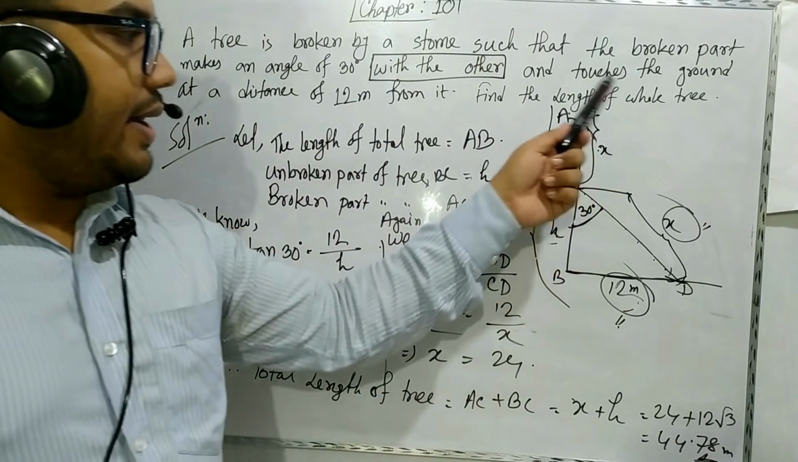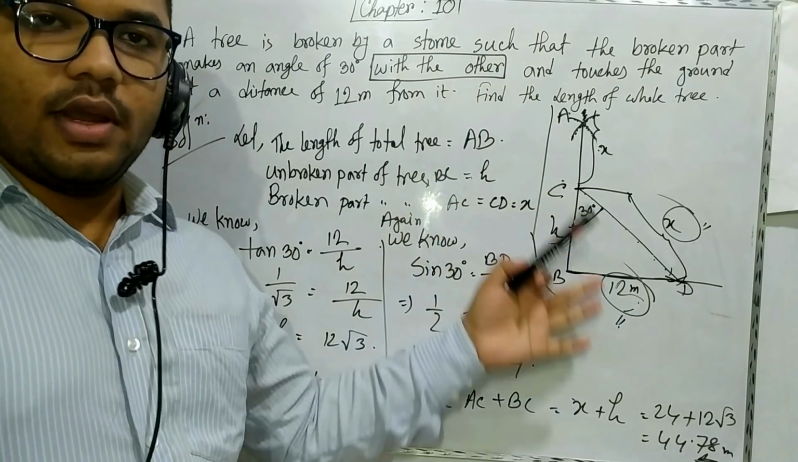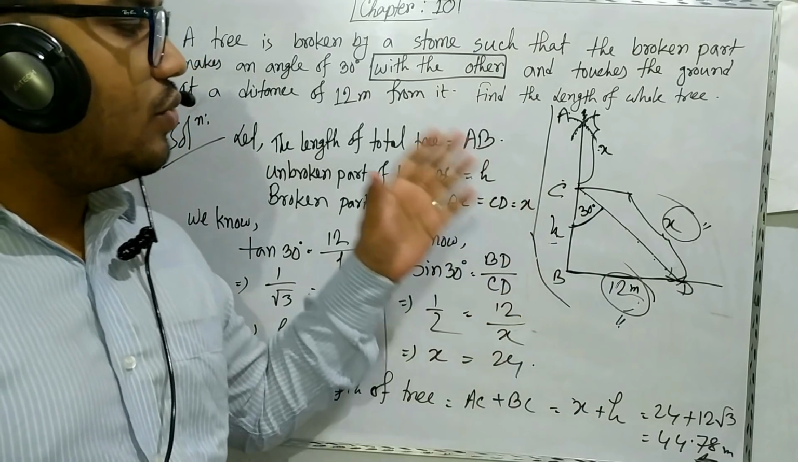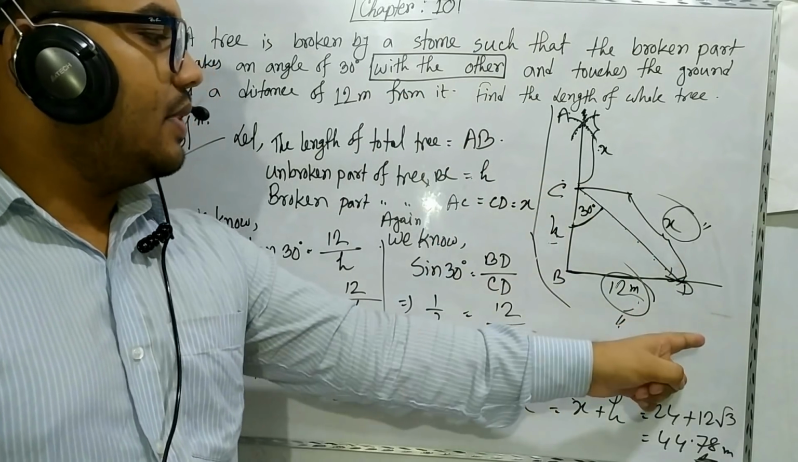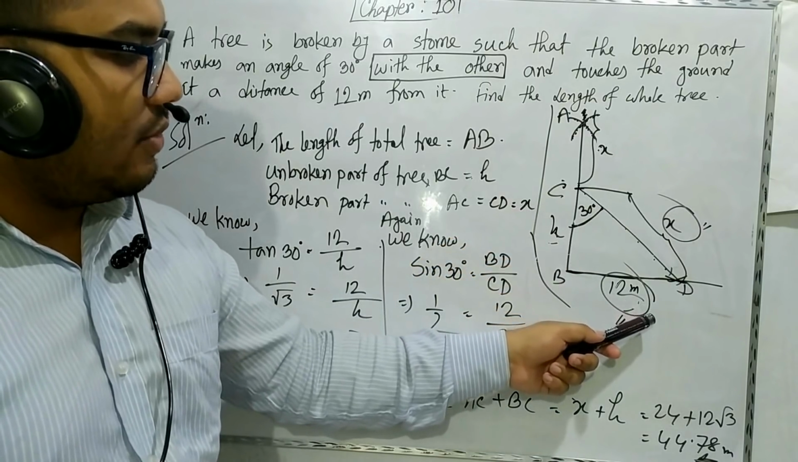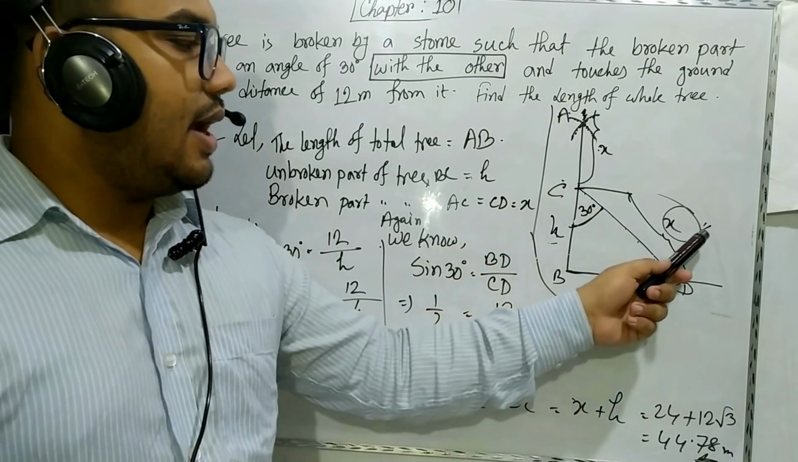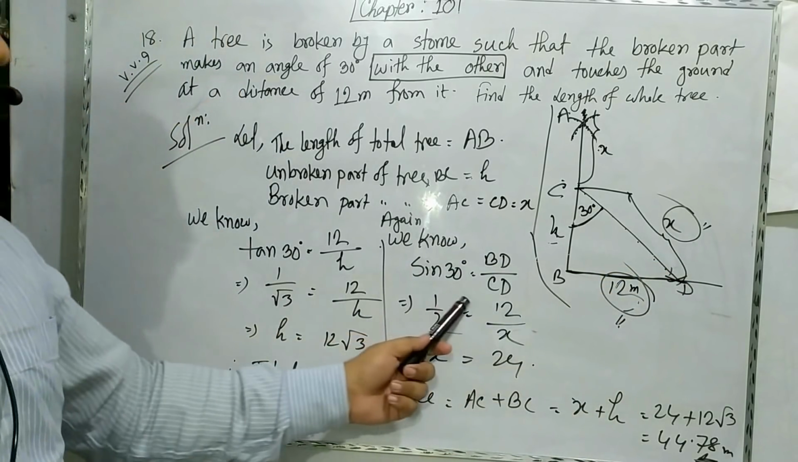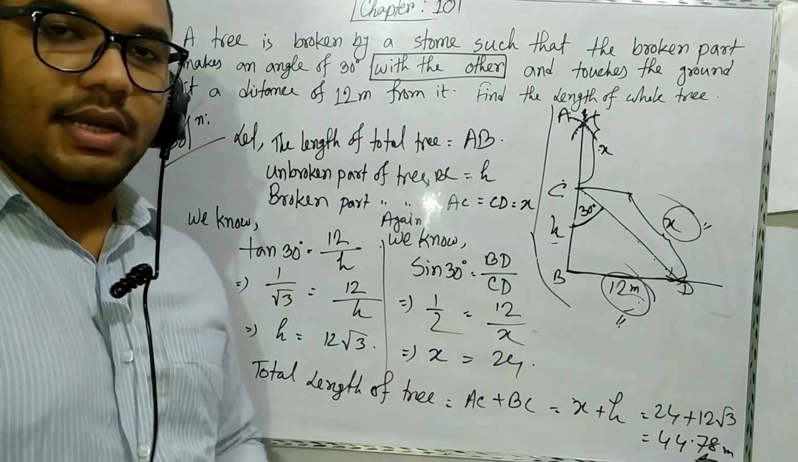So to find the total length of the tree with the broken part, we are using two formulas in the same figure. First of all, we use the relation of height and base, then height and hypotenuse, that is tan theta and sin theta. This is how we can solve these types of math.